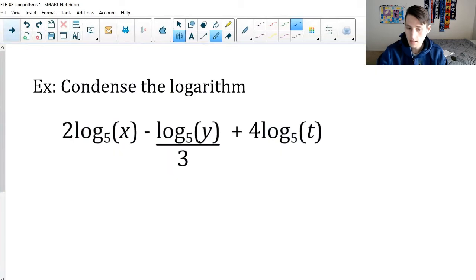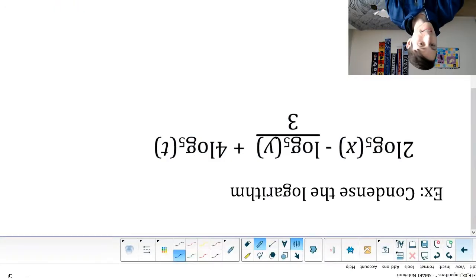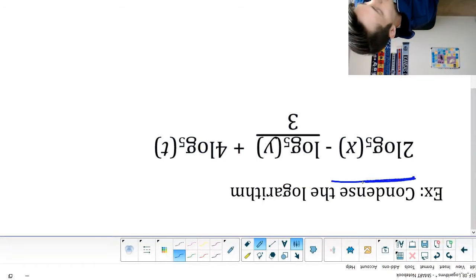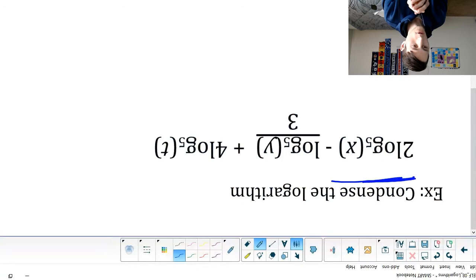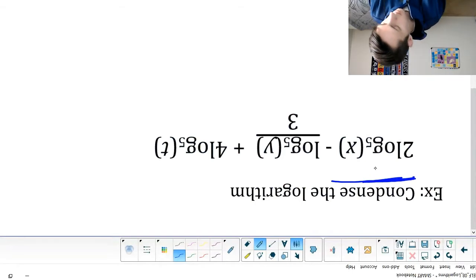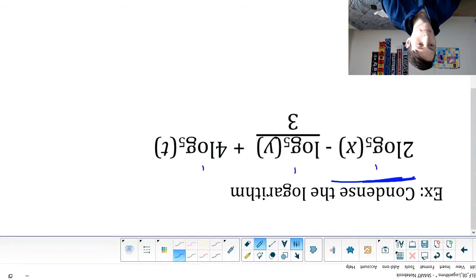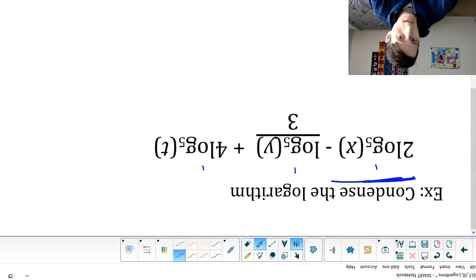So secondly, what we could also do is we could condense the logarithm. All right. So condensing the logarithm is going the opposite direction. Right? Instead of taking one logarithm and breaking it apart as much as possible, we're now going to take a bunch of logarithms. So we have like 3 separate logarithms here. And we're going to try to combine those together as much as we can.